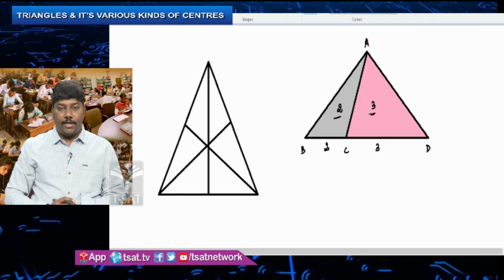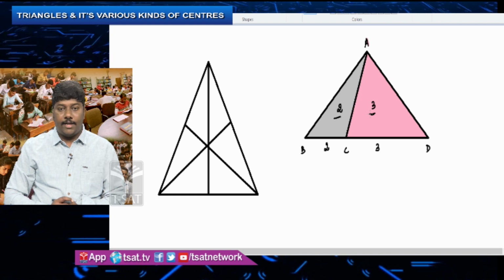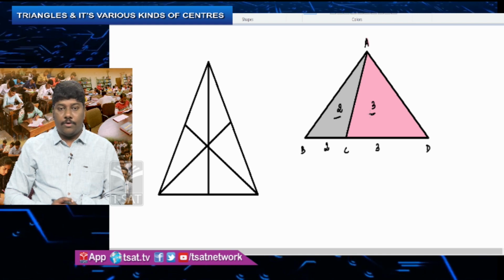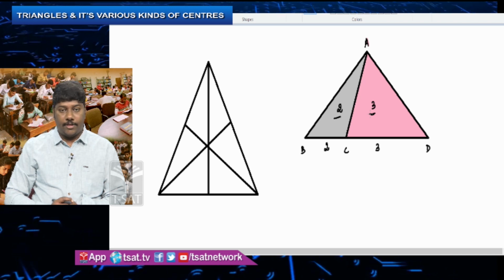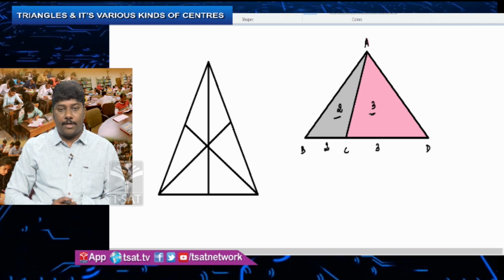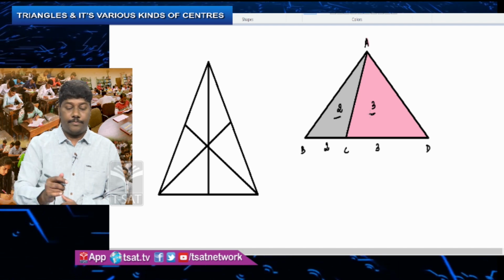Because for both the triangles ABC and ACD, the heights are the same. So areas will be in the ratio of their bases. So remember this, when both the triangles have the same height, areas will be in the ratio of their bases.